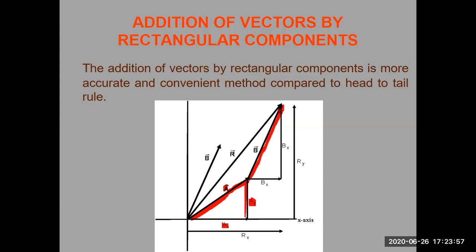You will draw a perpendicular from the terminal point of B towards the x-axis, up to the initial point of B. This one is then the horizontal component, parallel to the horizontal axis. This one is parallel to the y-axis, so this is basically the vertical component. It's not Bx, it's By. So this is By. Then Ay is the component of vector A along the y-axis.